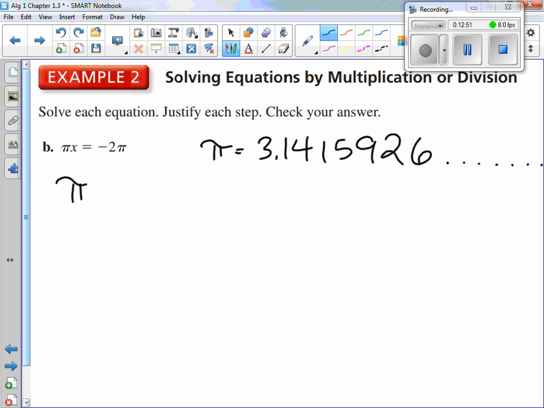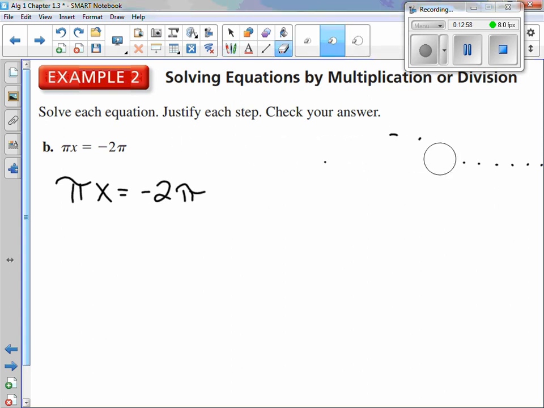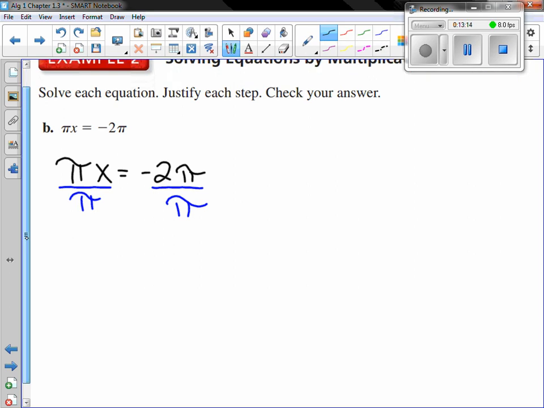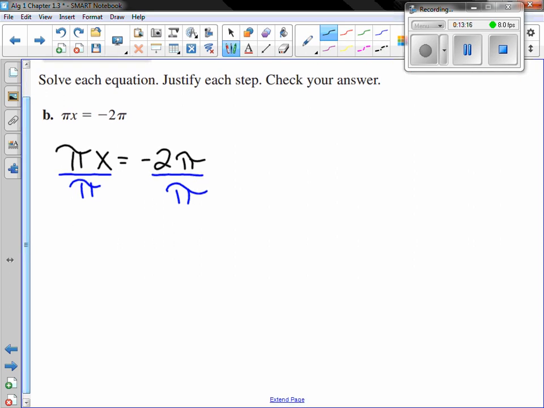So what that means for us is that we can actually divide by pi. We don't have to actually know that big, long, nasty decimal. So what we're going to do is divide both sides by pi to get x by itself. When I divide both sides by pi using the division property of equality, pi over pi simplifies to 1. So I have x by itself.